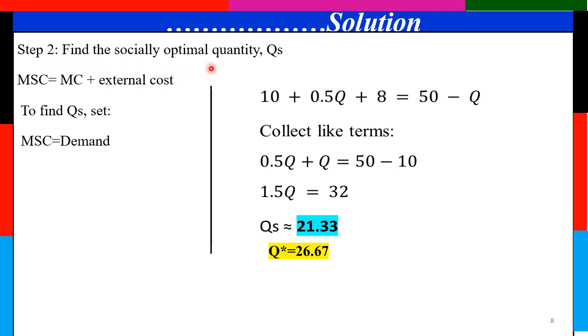Step 2, find the socially optimal level of output. In order to get the socially optimal output, first we have to get the marginal social cost. How do you get the marginal social cost? Marginal social cost means the marginal cost, that is the private cost, plus the external cost. So the socially optimal level of output is where marginal social cost is equal to the demand. Why is it equal to the demand? Because demand is the marginal revenue, and marginal revenue is, again, equal to the marginal benefit.